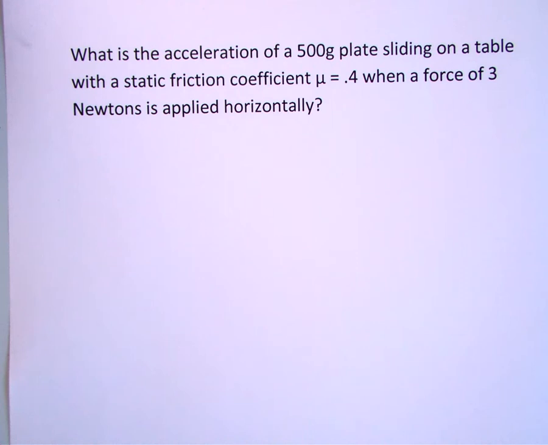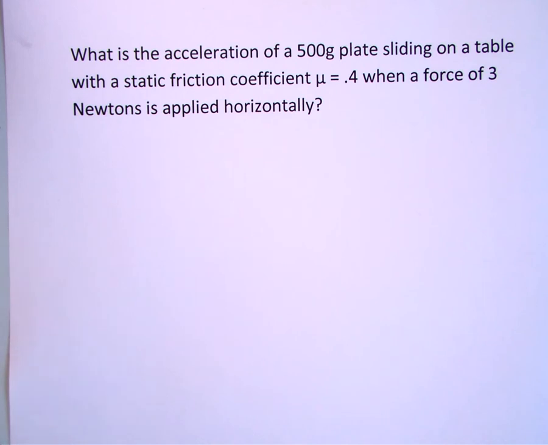What is the acceleration of a 500-gram plate sliding on a table with a static friction coefficient of mu equals 0.4 when a force of 3 newtons is applied horizontally? Wow, that's a lot, but it's not really a lot. It's a pretty simple problem, and we just have to get started on it and figure it out. So what do we do first?